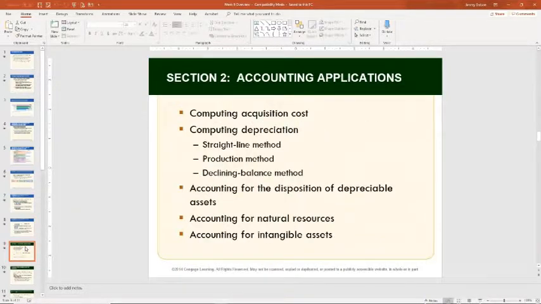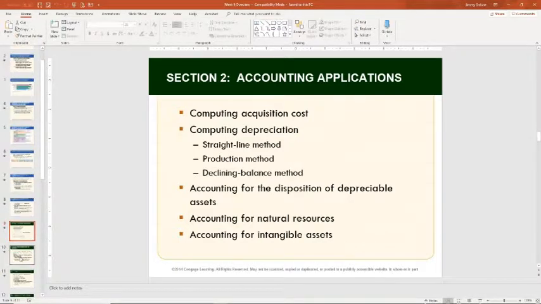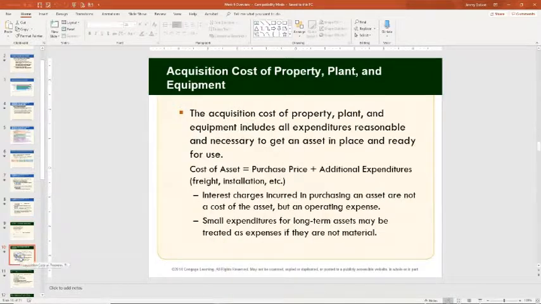Let's switch gears for a moment and talk about computing the acquisition cost of an asset. We're going to talk about 3 different methods of depreciation and how some of those get accounted for. Next week, in week 6, we'll talk more about how some of the journal entries will go for when you dispose of assets, and that sort of thing.